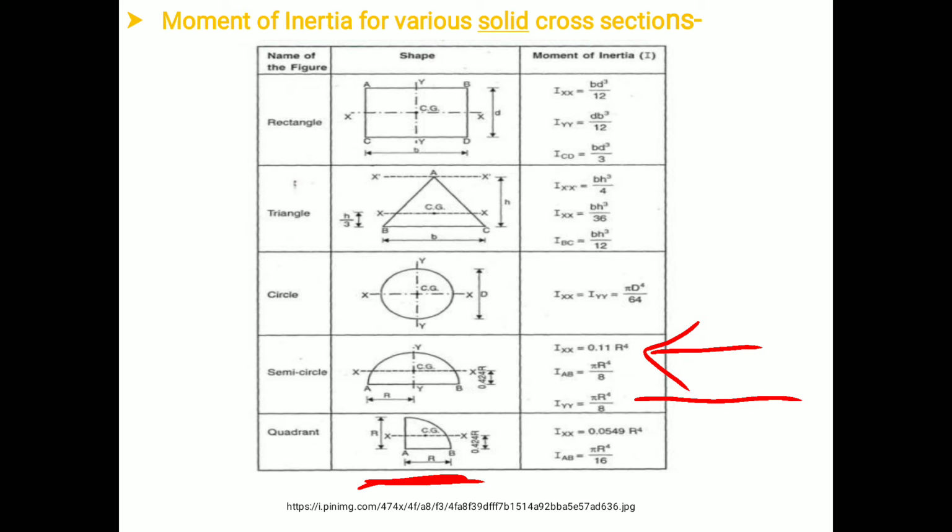Its CG about x axis is located at a height of 0.424 of radius. Therefore, if I consider the moment of inertia about x axis, the moment of inertia is given by 0.0549 r raised to 4, and the moment of inertia about its base, that is IAB, is given by pi by 16 r raised to 4. This is all about the moment of inertia for various solid cross sections.